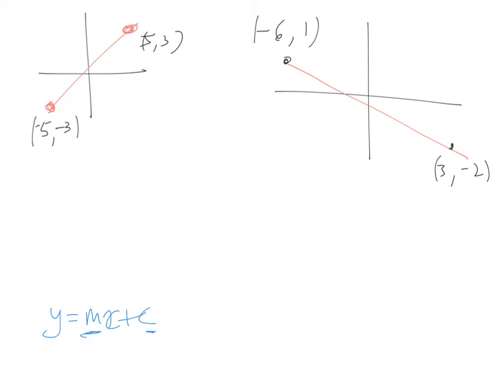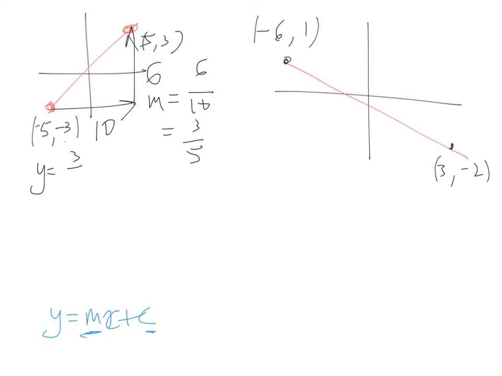Our first graph. We're going from -5 and -3 to 5 and 3. To go from -5 to 5, looking at the x coordinates, we've gone across 10. So we've gone to the right 10. Now, to go from -3 to 3, we've gone up, how many? Well, we've gone up 6. So our gradient has a run of 10 and a rise of 6, which can be simplified to 3 over 5. So now we've got y equals 3 over 5x plus c.